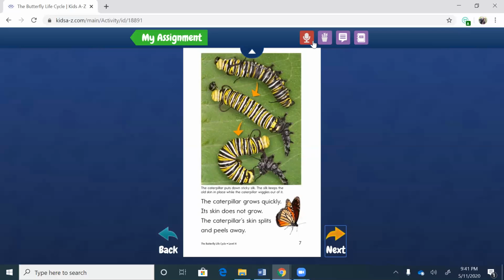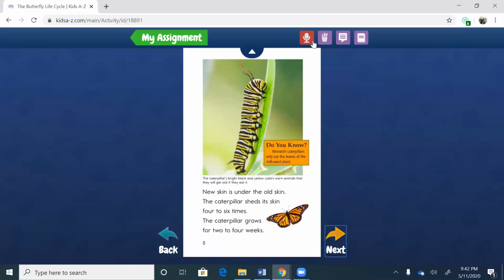Okay, let's look at the picture. And do you remember what the words under a picture are called? Caption. You got it. I'm going to read it. The caterpillar puts down sticky silk. The silk keeps the old skin in place while the caterpillar wiggles out of it. The caterpillar grows quickly. Its skin does not grow. The caterpillar skin splits and peels away. Do you know? Monarch caterpillars only eat the leaves of the milkweed plant. No, I did not know that.